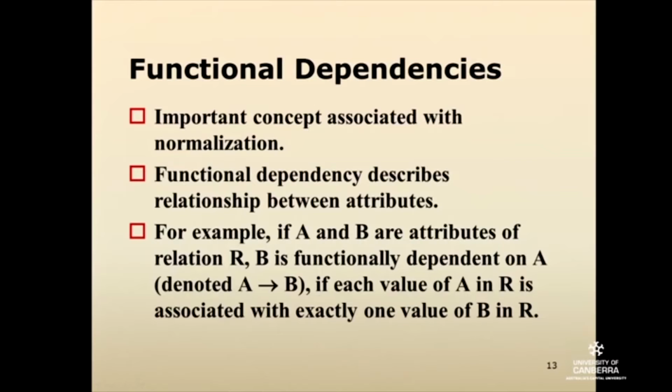Imagine this. Imagine you have 2 attributes called A and B, and you have a table or an entity called R. So you have an entity called R, letter R, and it has 2 attributes, A and B. We say B is, and this is the definition that you have to remember, functionally dependent on A if for each value of A in this table or in this entity, there is exactly 1 value associated. That's a B.